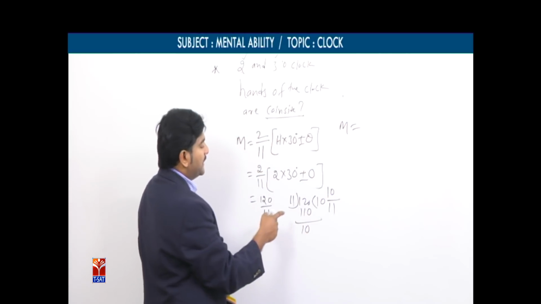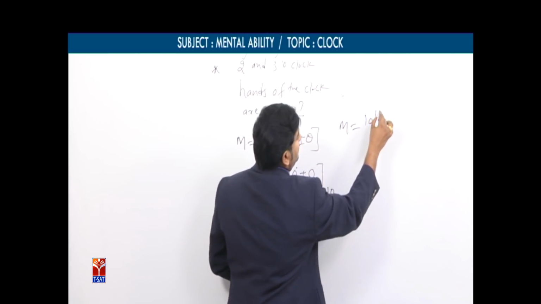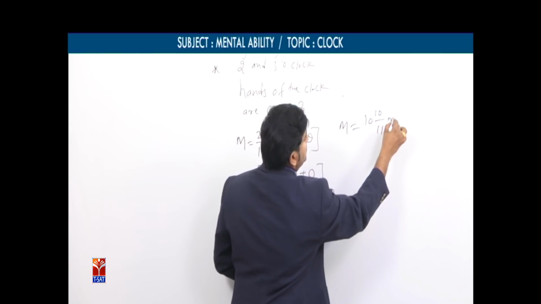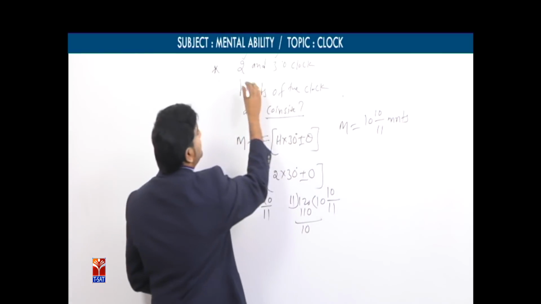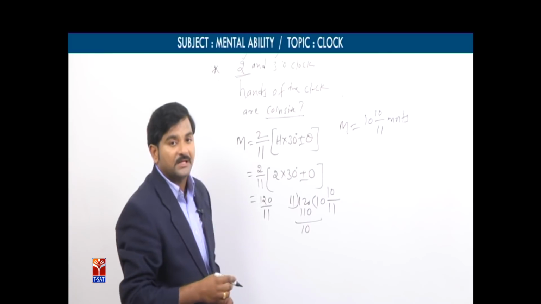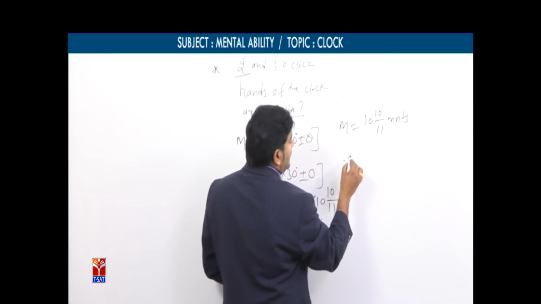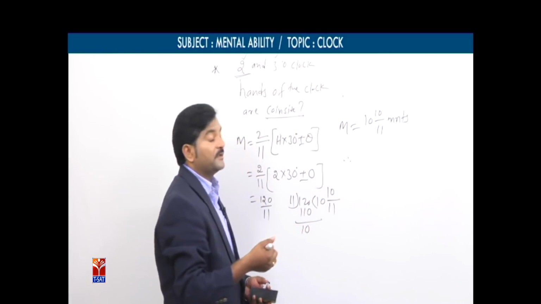Here m value is 10 by 11 minutes. But what about our starting hour? Our starting hour is equal to 2 o'clock. That's why the final answer can be written in two ways.